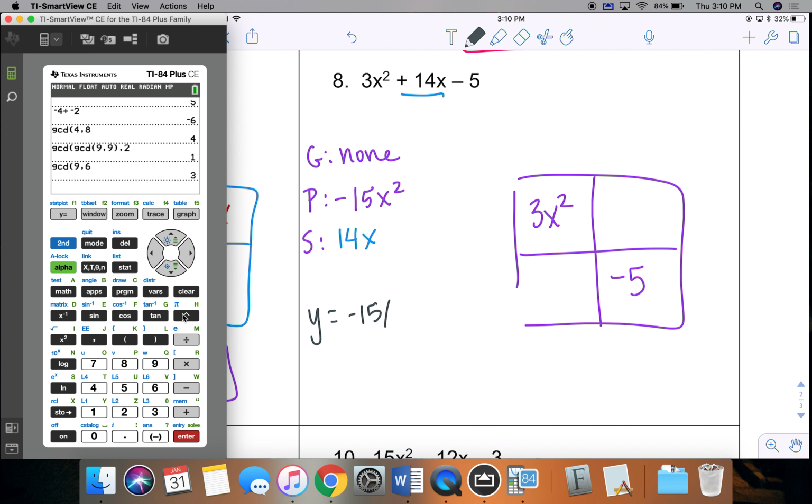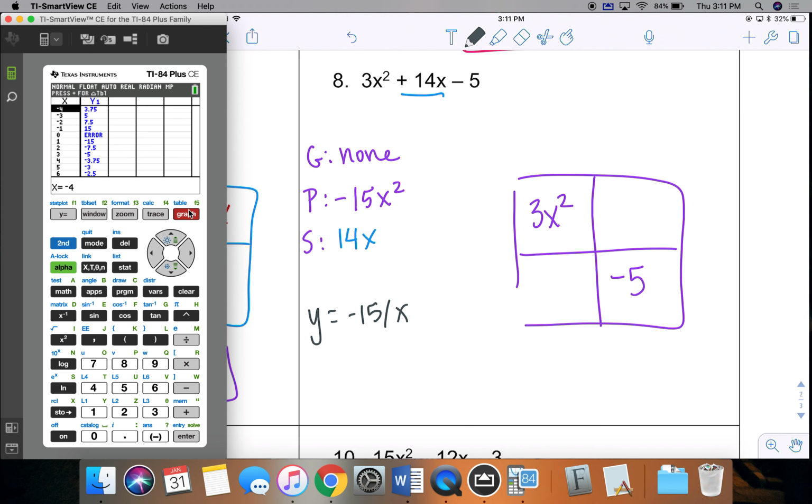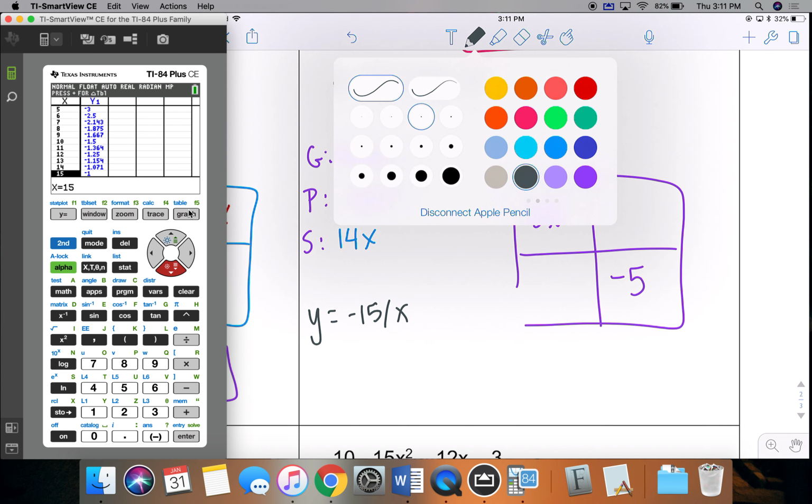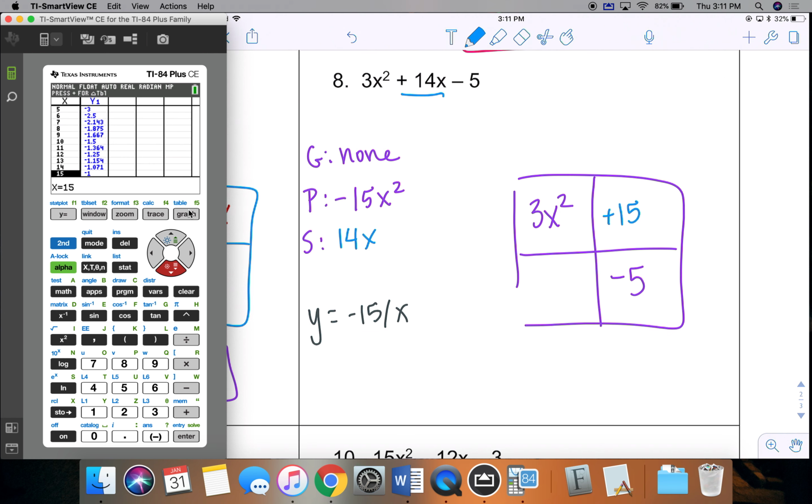In y equals, I put the product divided by x. So negative 15 divided by x. I will go to the table and search for a positive 14. So 1 minus 15 is negative 14. 3 minus 5 is negative 2. 5 minus 3 is 2. 15 minus 1, oh, that gives me a positive 14. So I have a positive 15 and a minus 1.